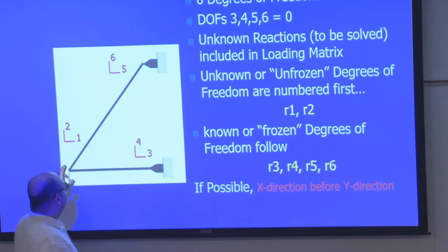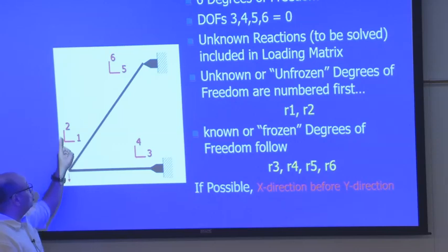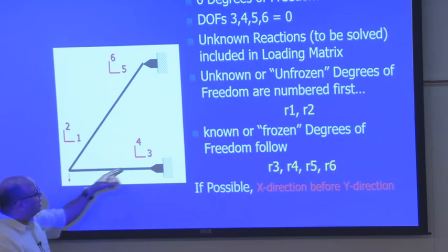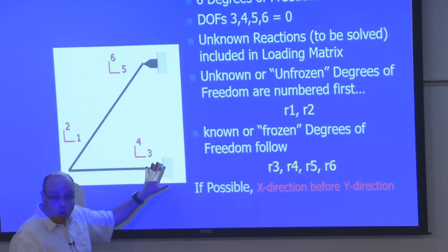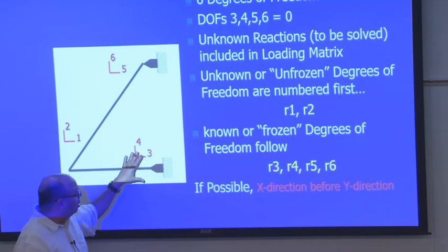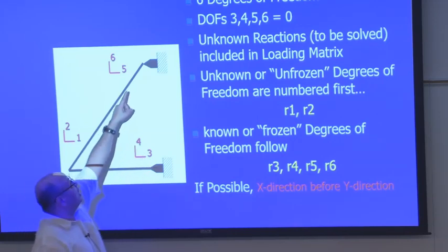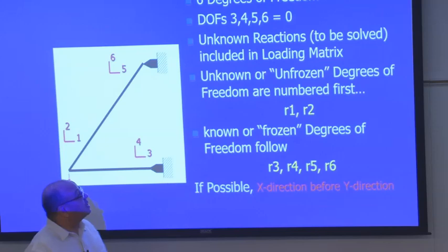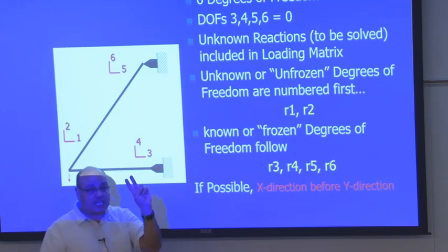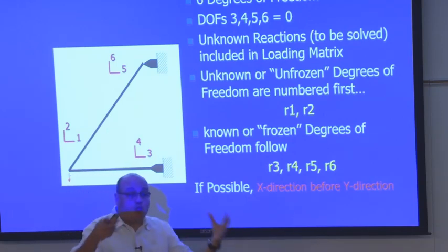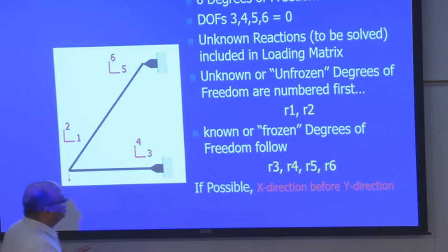We identify the degrees of freedom. For instance, at this node, it is free to go in 1 and 2, x and y. And this one is 3 and 4, although there will be 0 later on because it's a pin or fixed support. But we are going to say it has 3 and 4, and that node has 5 and 6. We have 3 nodes, and every node has 2 degrees of freedom. So in total, we have 6 degrees of freedom.